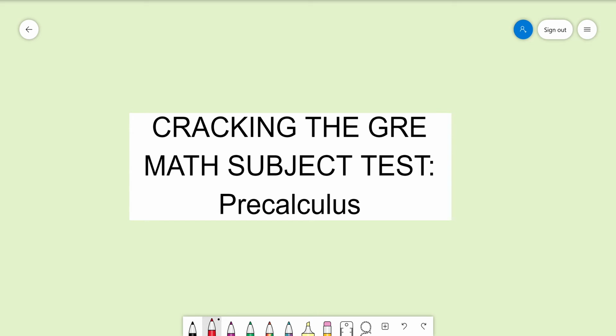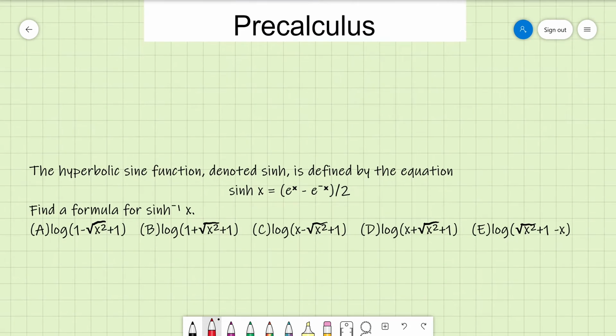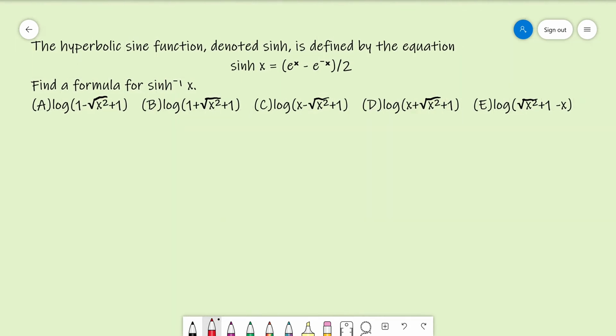We're on Precalculus, and this is question number 19. In this question, we're asked to find an expression for the inverse sinh function. Remember, sinh is a hyperbolic sine. It's defined as e to the x minus e to the minus x over 2. And we're asked to find an expression for the inverse of this function.